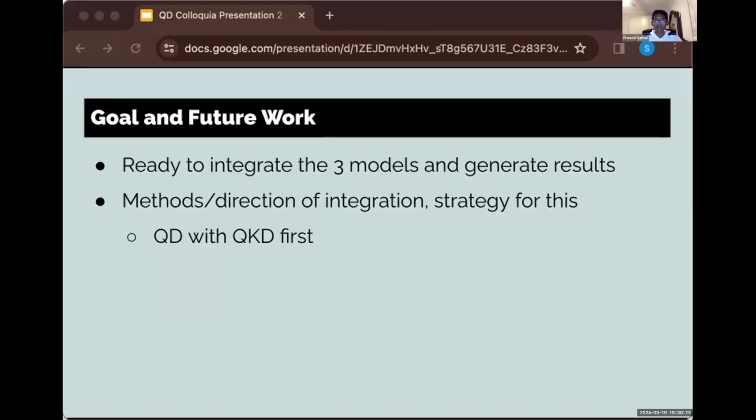Right now, we have the basic code for all three of the individual models: the QD model, the QKD model, and the noise model. Our remaining tasks are to combine all three of the models into one and then test its performance against a regular QKD model.